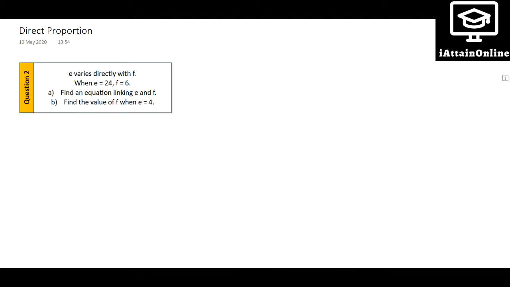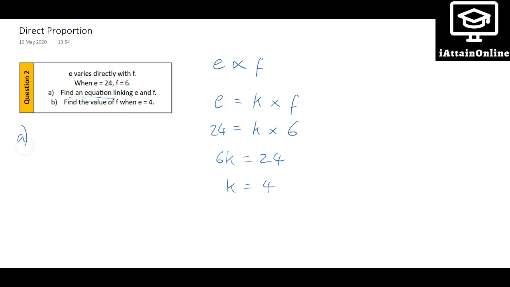Second example, again, E varies directly with F, so E is directly proportional to F, and we want to find an equation, so we can turn that sign into an equals, and it's K times F. Part A is very similar to what we've just done. When E equals 24, F equals 6, therefore 6k is equal to 24. Dividing both sides by 6 gives you k equals 4. So my answer to part A is E equals 4F.